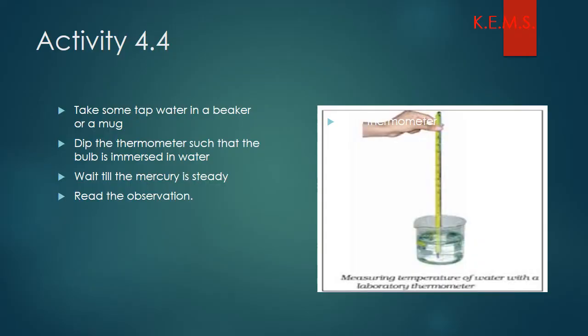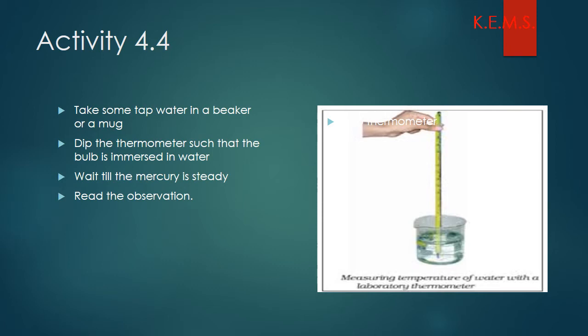As we all have studied the lab thermometer, right? So we are going to study an activity to measure the temperature of water using a lab thermometer, activity 4.4 of your textbook. What you have to do in this activity is take some tap water in a beaker or a mug and dip the thermometer such that the bulb is immersed in water. Wait till the mercury is steady and read the observation.